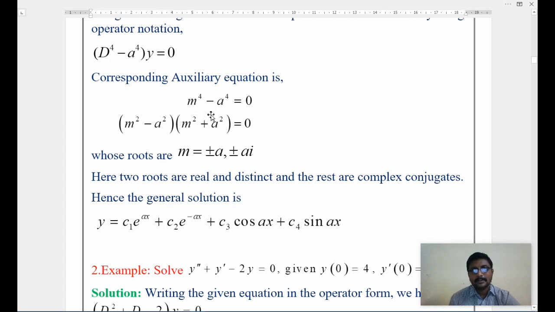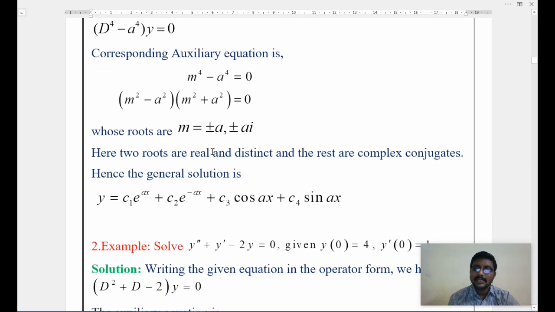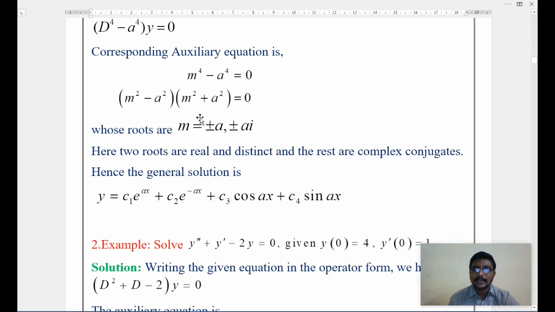m square plus a square is equated to 0, so we get m square equal to minus a square, m equal to plus or minus ai. So these are the four roots of the auxiliary equation of the given fourth order differential equation. The four roots are a, minus a, plus ai, minus ai. Now, depending upon the nature of the roots, the first two roots are real and the remaining two roots are conjugate roots of the form alpha plus or minus i beta.